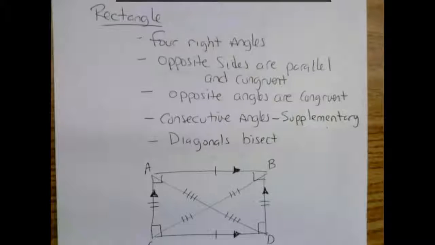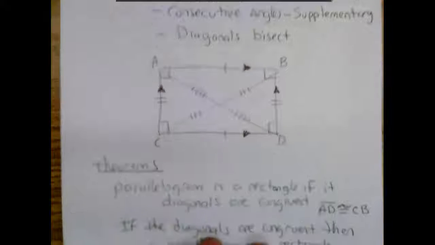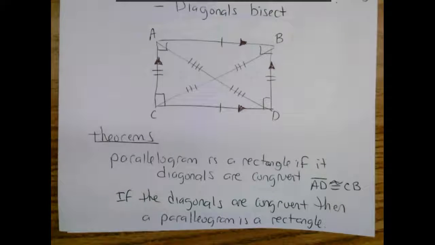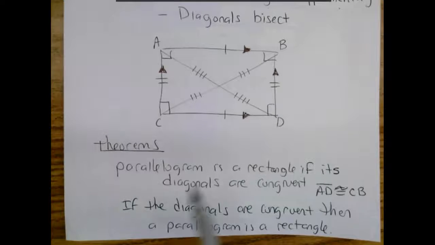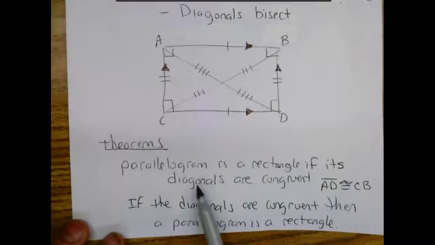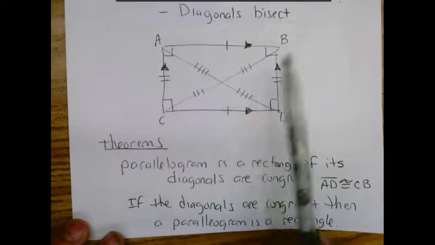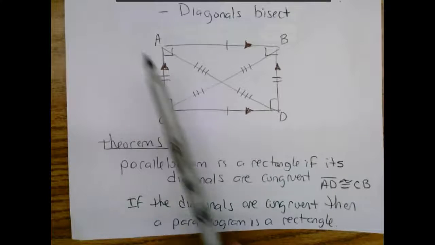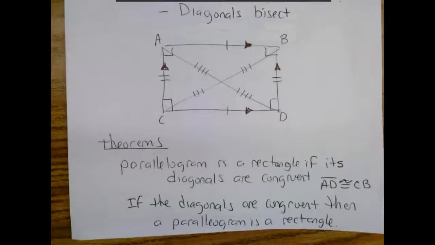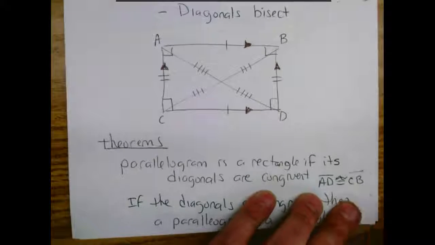Okay, now there are a couple theorems that we need to look at. Let's look at the first one. A parallelogram is a rectangle if its diagonals are congruent. So that's kind of the thing we just said. So if its diagonals are congruent, then we know that it's a rectangle. So if AD equals BC or CB, then we know that it's a rectangle.